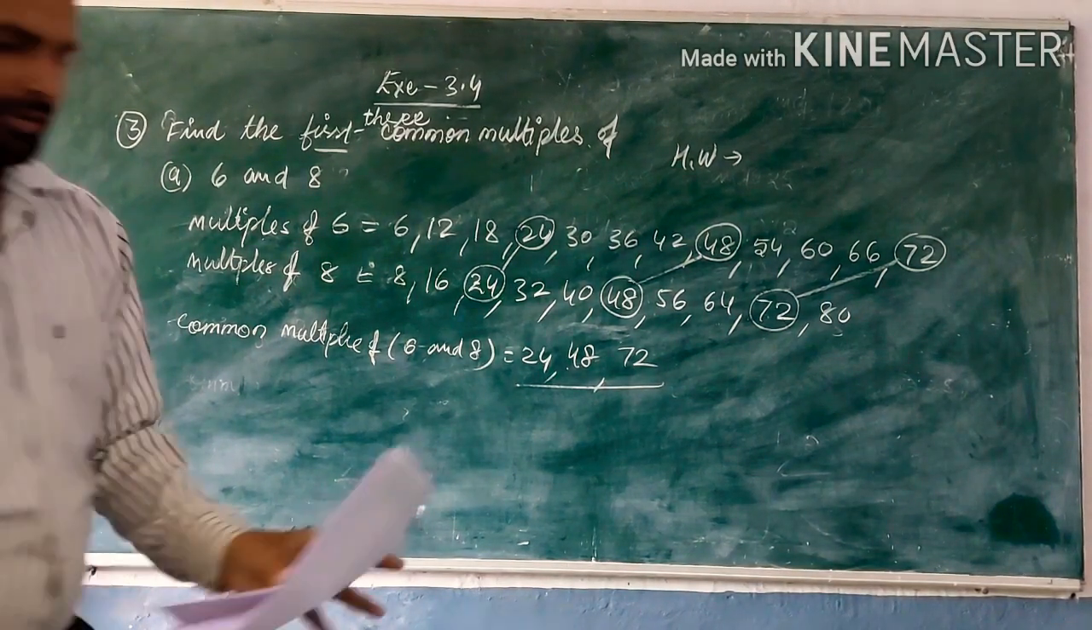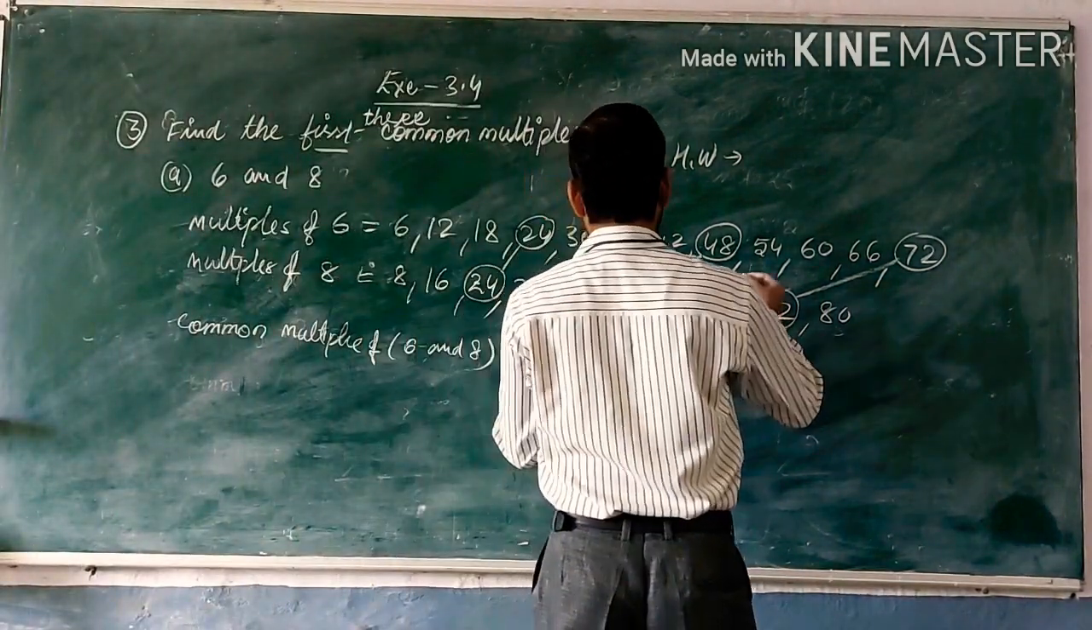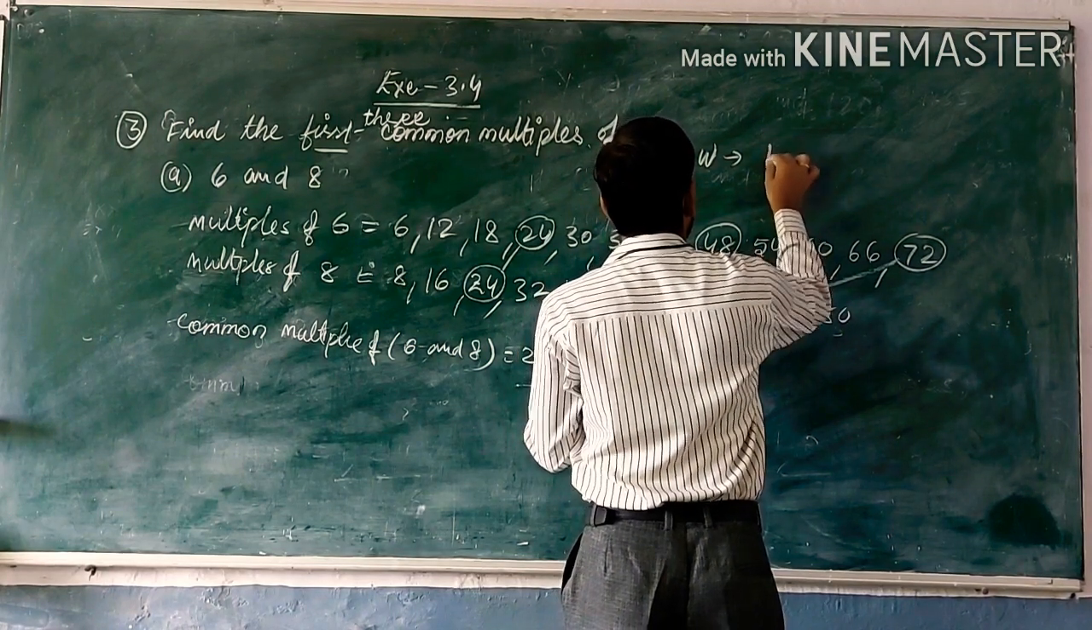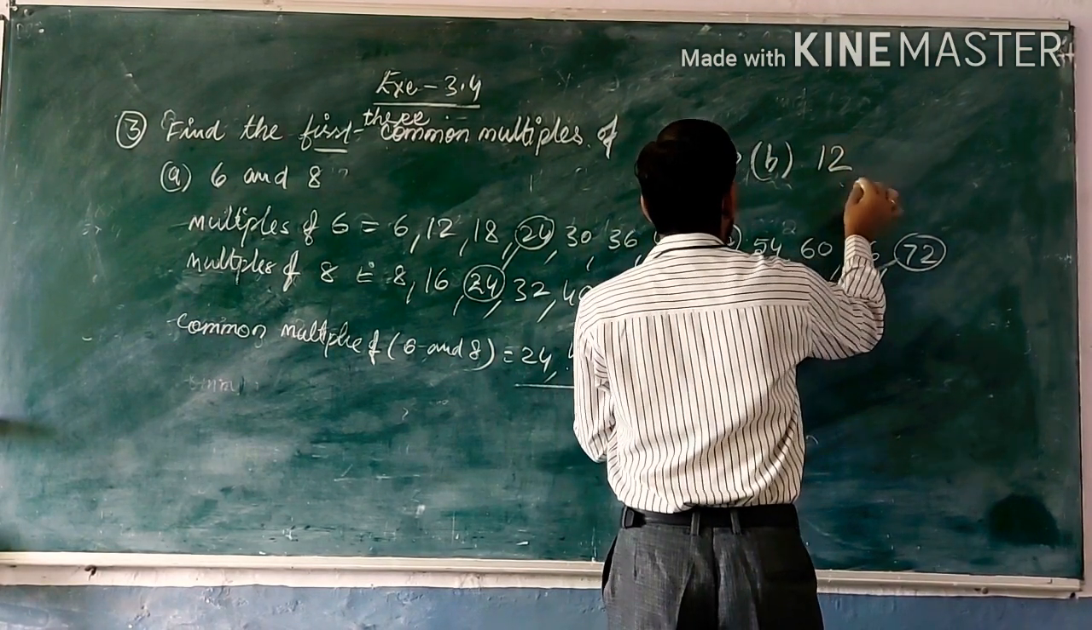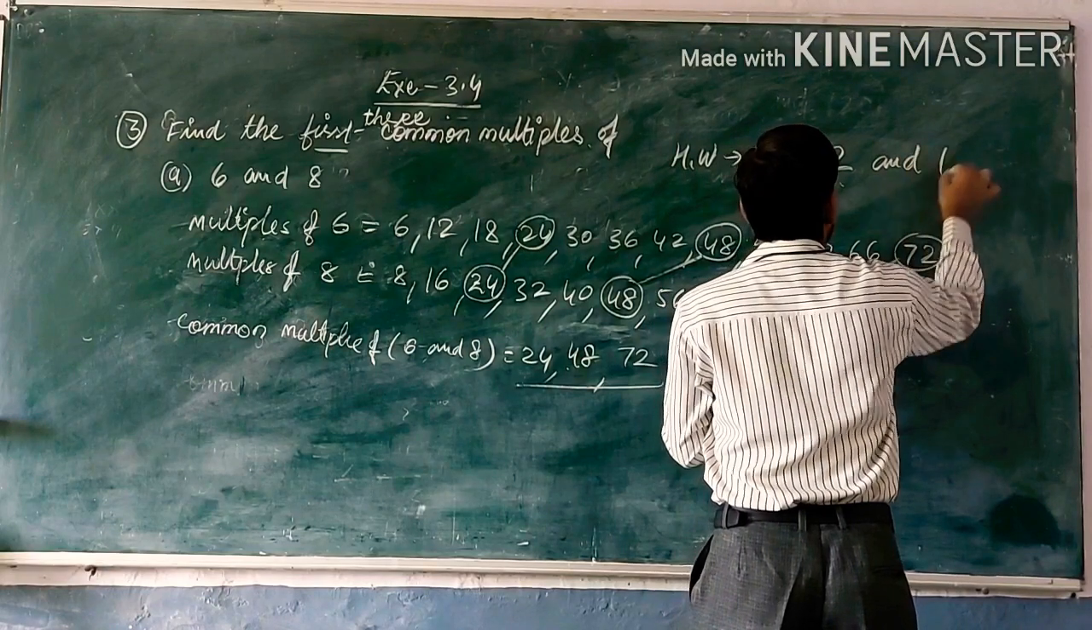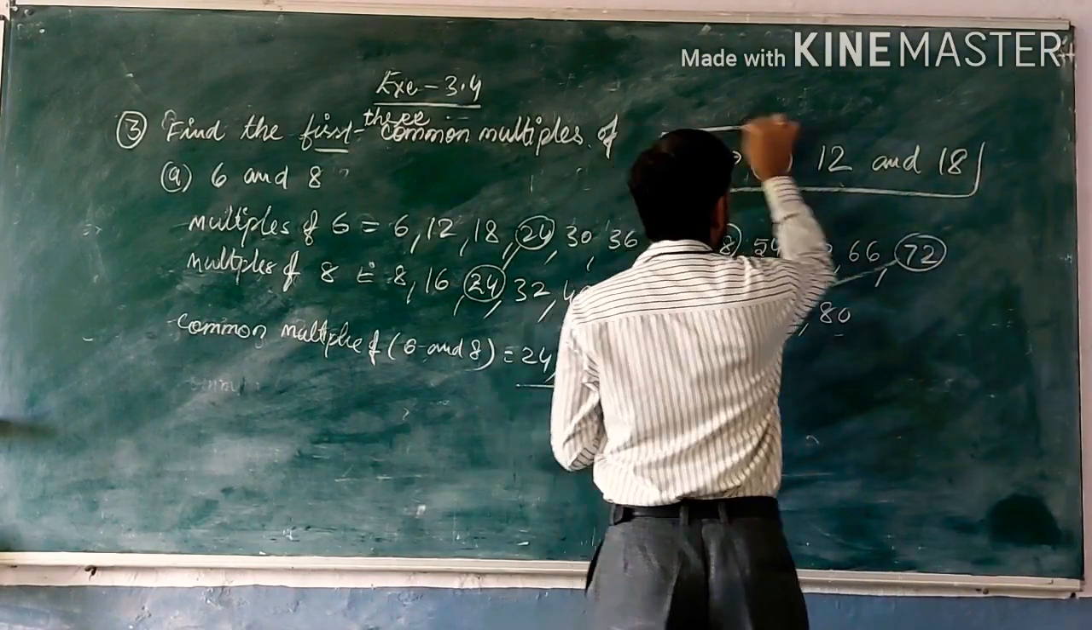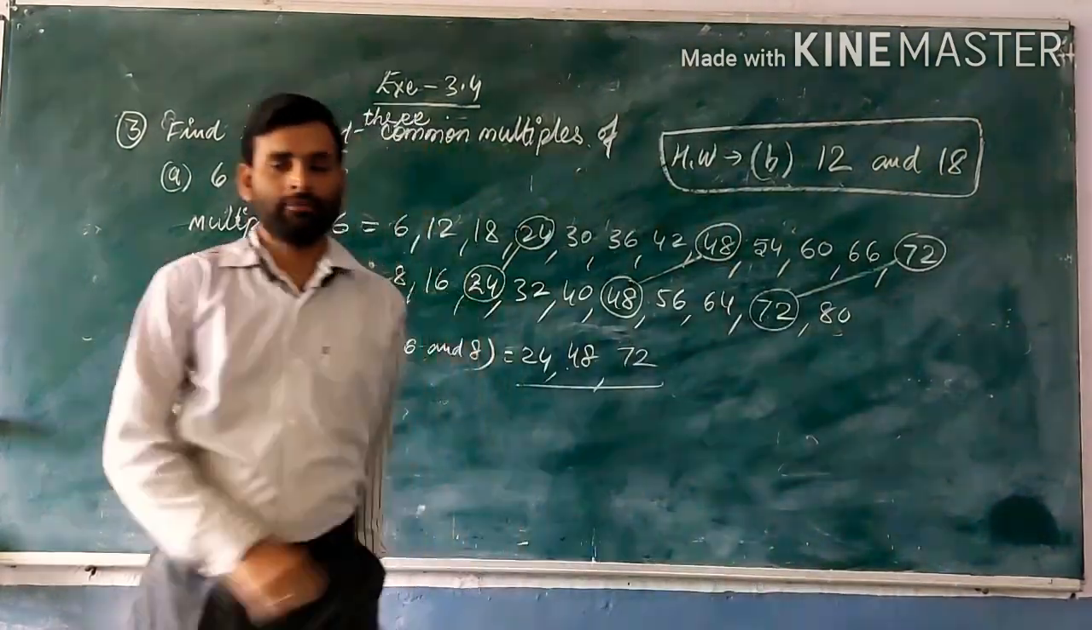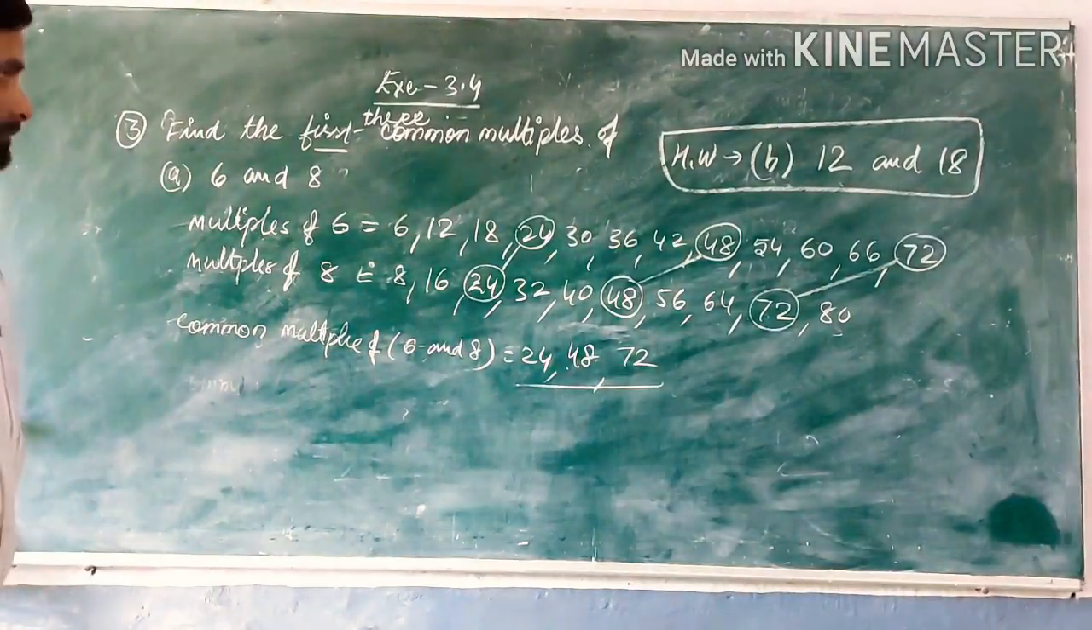The homework question is question B: find the common multiples of 12 and 18. That is the homework. Okay, now write down.